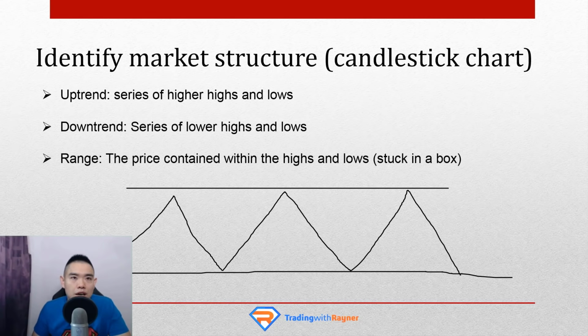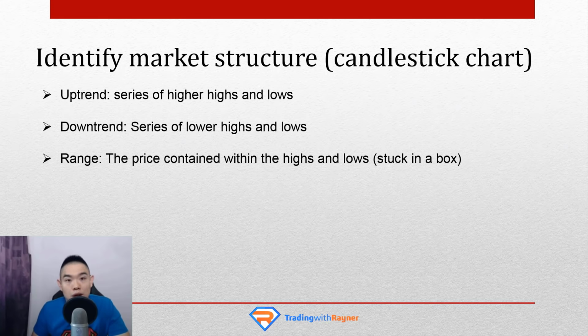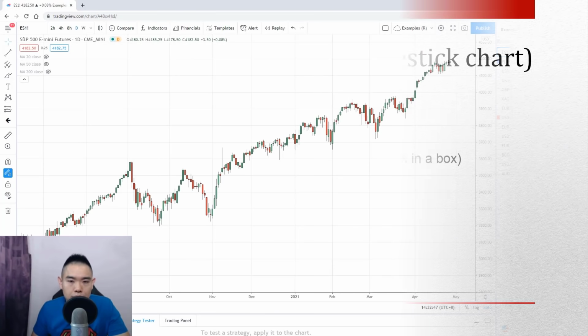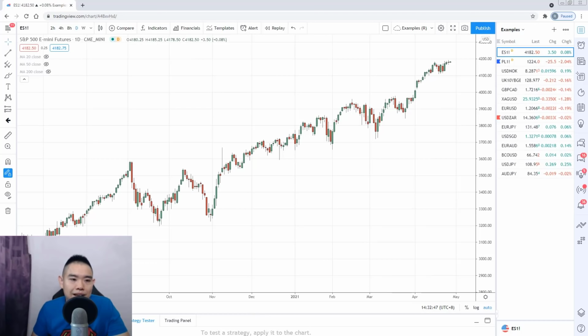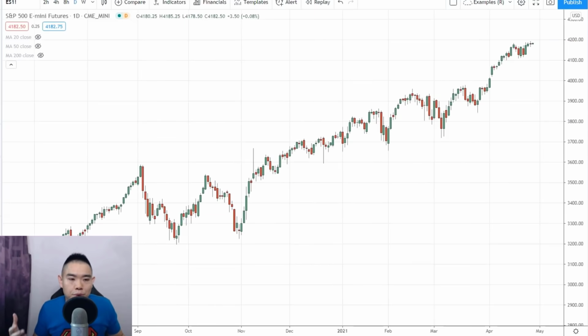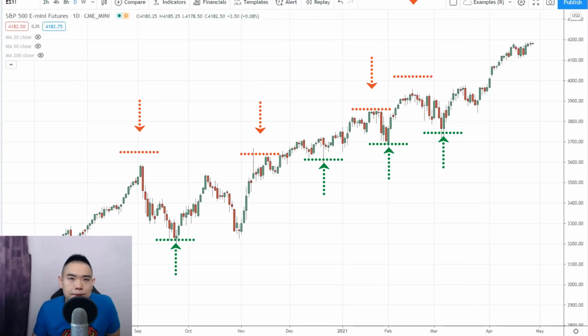Let me share with you a few chart examples, so you know what we're talking about. First one here, this is the chart of the S&P 500. Let me ask you, what is this market structure? Well, I hope you can see that this is an uptrend. Why is it an uptrend? Because you see a series of higher lows, and higher highs, higher highs, higher highs.